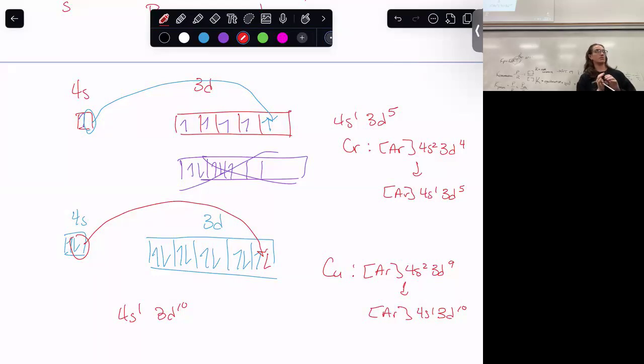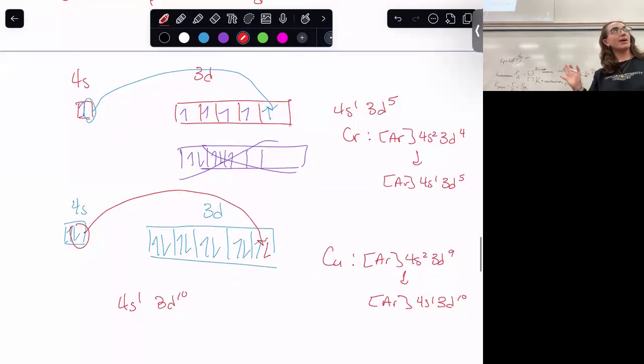Any other questions? I relate myself to an electron all the time. I'm like, what gets me in the lowest energy state? And I just think about that.